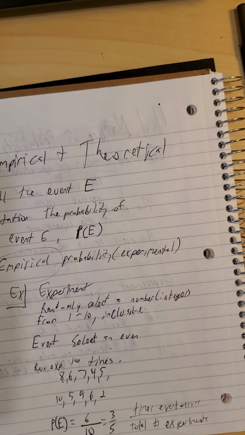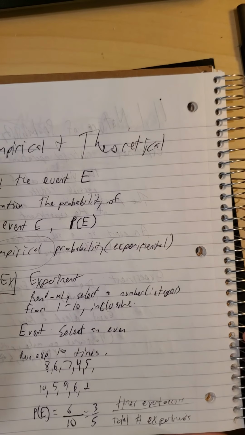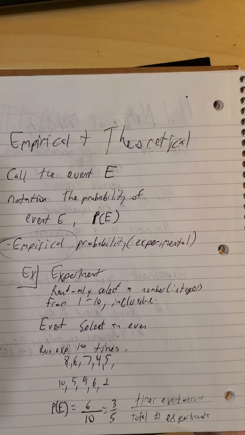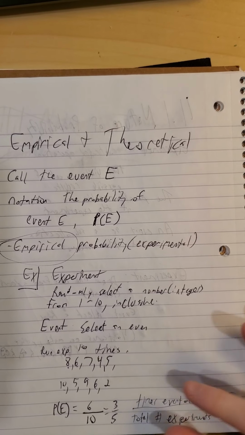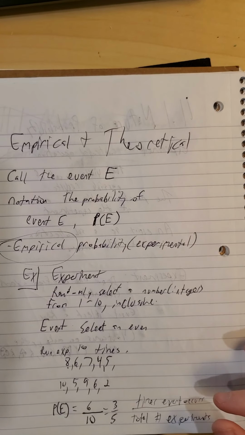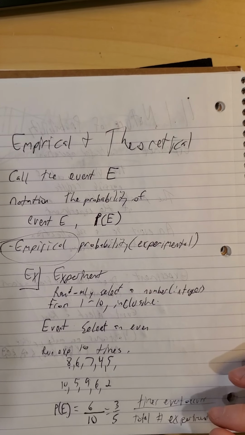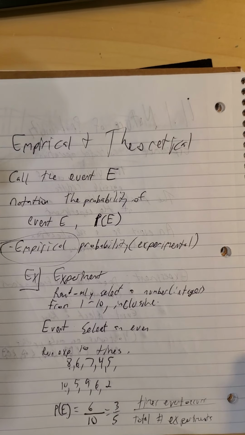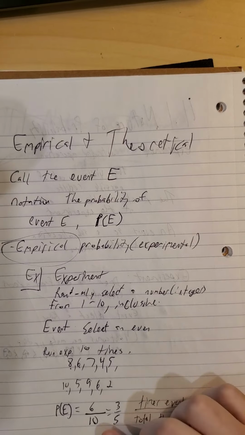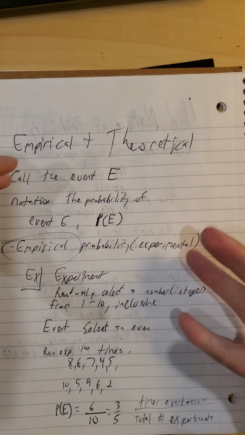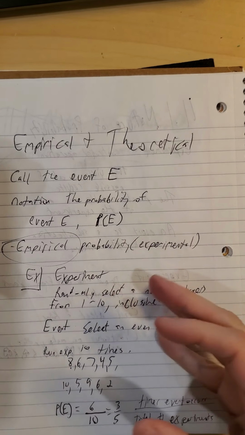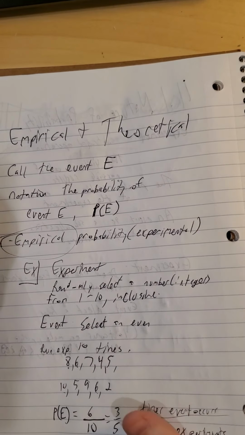So notice that that isn't exactly what we would expect to see necessarily if we had run the experiment 10 times and half our numbers were even and half were odd. We would have expected that to be 5 out of 10. Empirical, you'll get some deviation from what you sort of expect. What you expect to see would be more the theoretical probability.